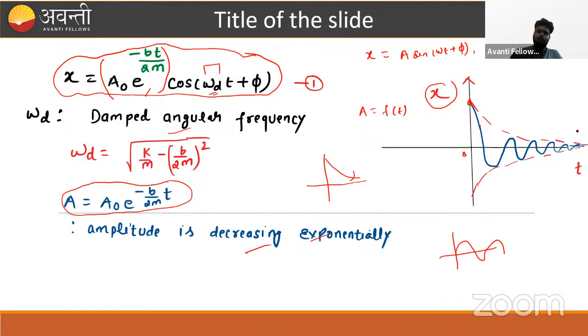And we know that after some finite time, the amplitude will become 0. So at some point of time, this will become 0. So what things do we have to keep in mind? One, the exponential is a time-decreasing exponential function. And what is the damped frequency beta? That is under root k by m minus (b by 2m) square. We have to keep this in mind.